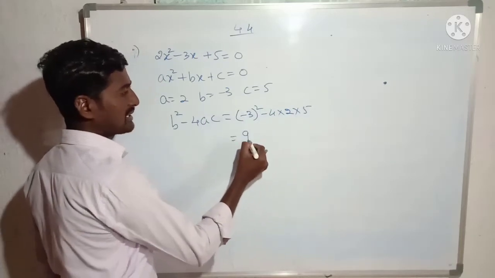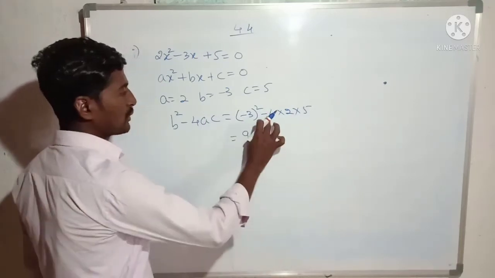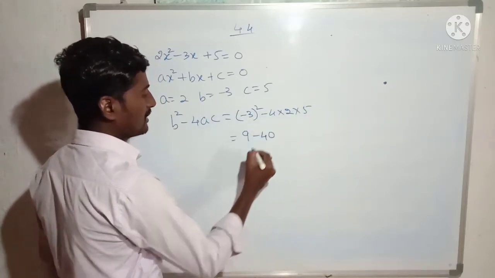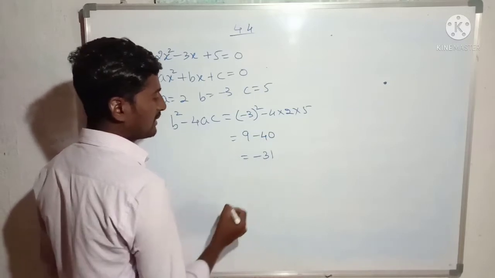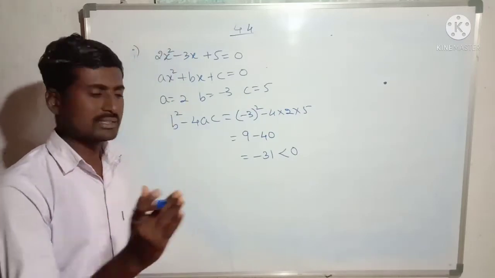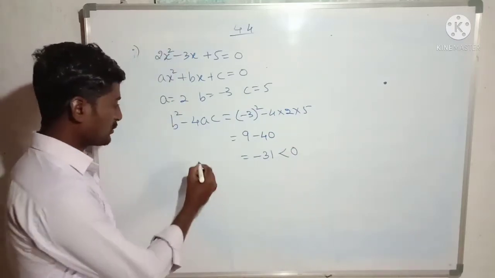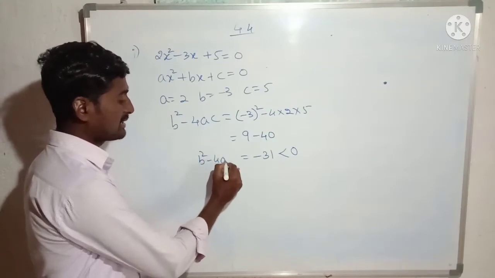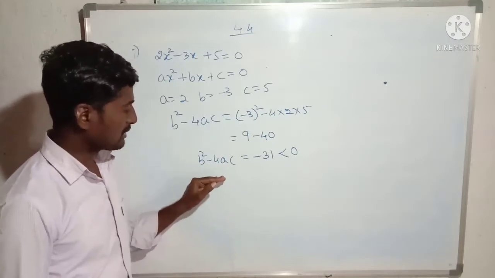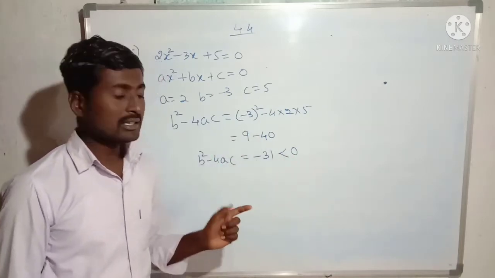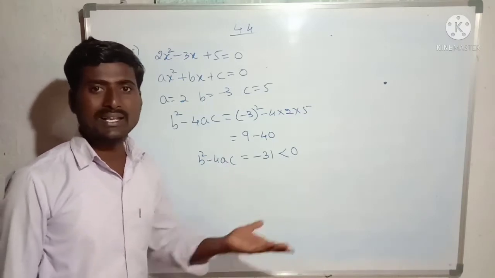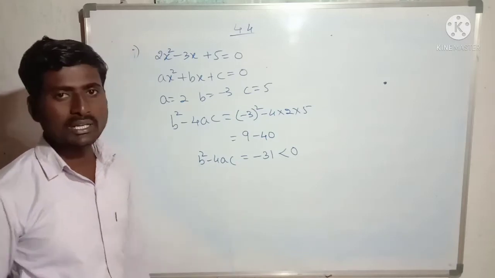Minus 3 square value is 9, minus 4 into 2 into 5, that is 40. So this is equal to minus 31. This minus 31 is less than 0 because it is negative, and a negative value is always less than 0. So the discriminant is less than 0. First we have to state the nature of the roots. If b square minus 4ac is less than 0, then there are no real roots, or the roots are imaginary.